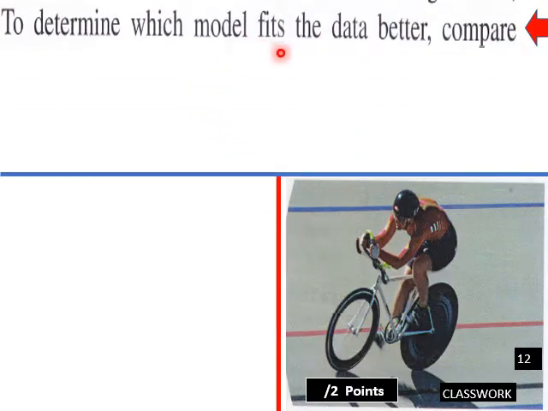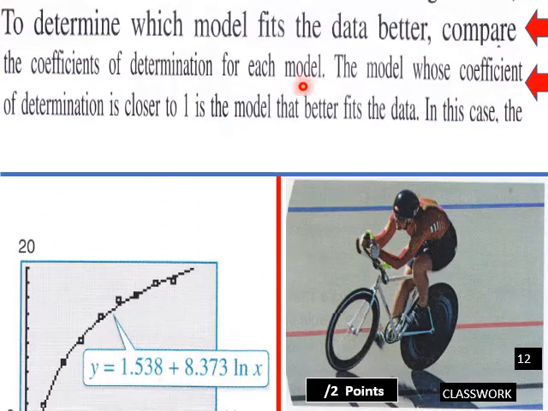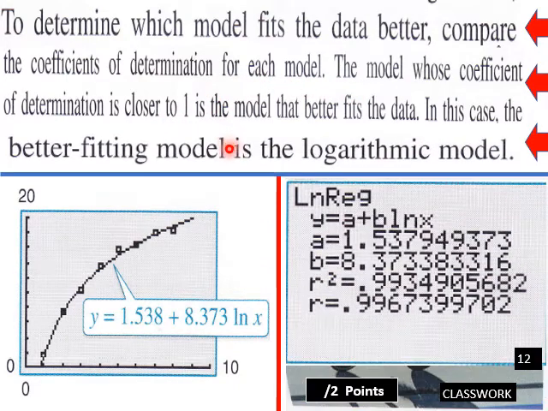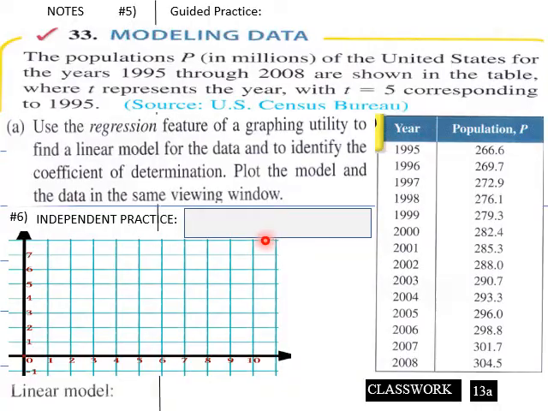To determine which model fits the data better, compare the coefficients of determination. So here again is our natural log model. The model whose coefficient of determination is closer to 1 is the model that fits the data. In this case, the better fitting model is the log model because the coefficient of determination is 0.99. So that's pretty good, pretty close.